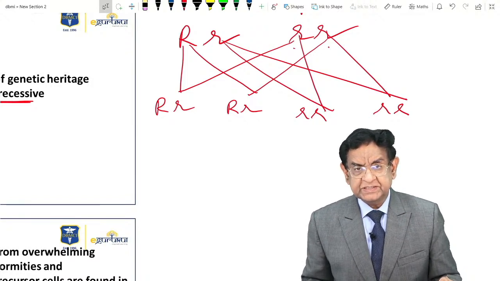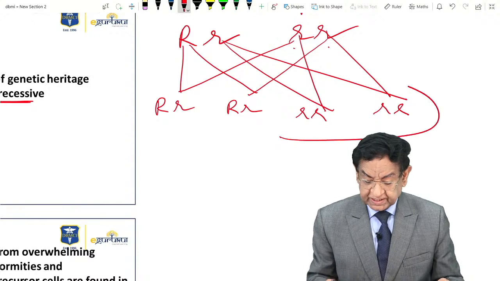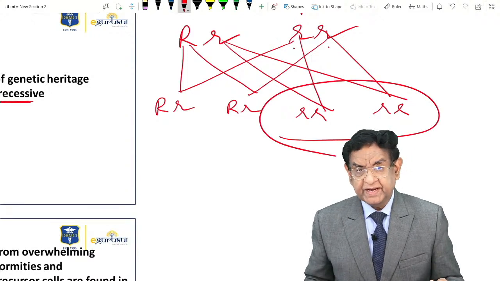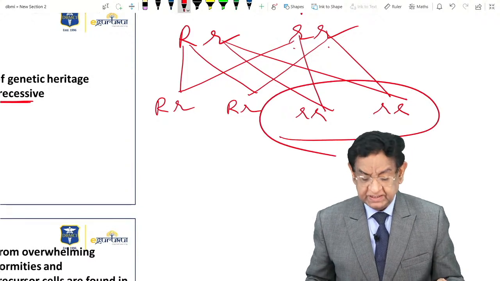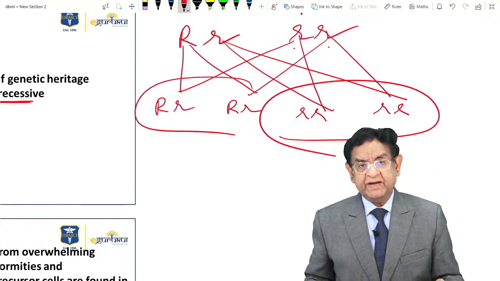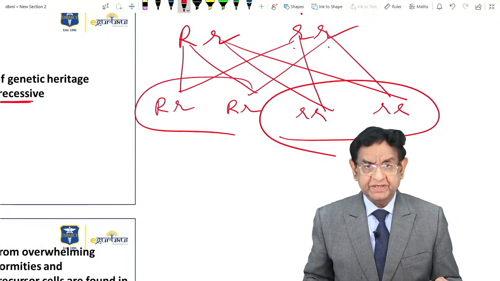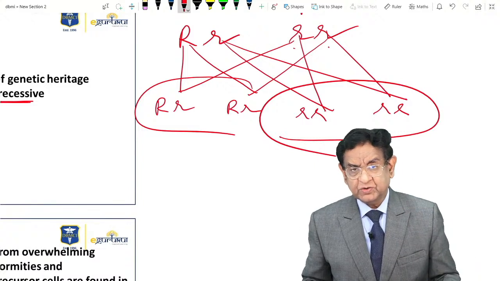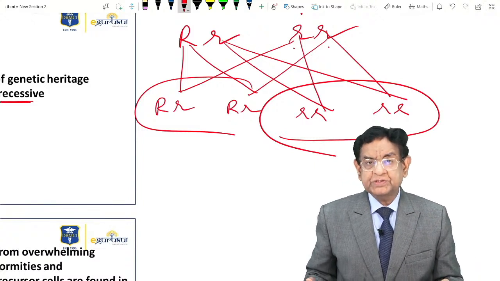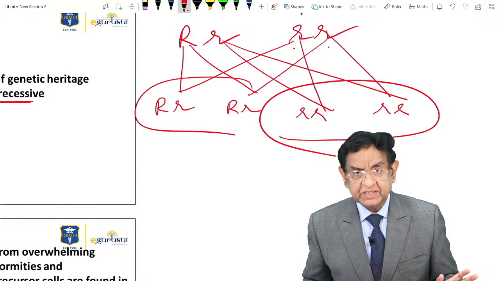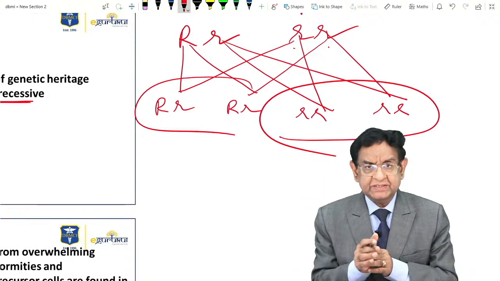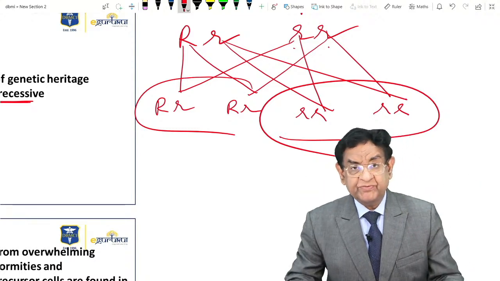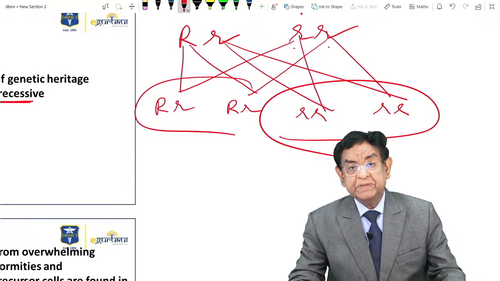In such cases, there are 50% chances the child born will have the disease, and the other two will be in the carrier state. So this answers the question. Of course, there was no question about chances, but if chance was asked, then it was 50%.